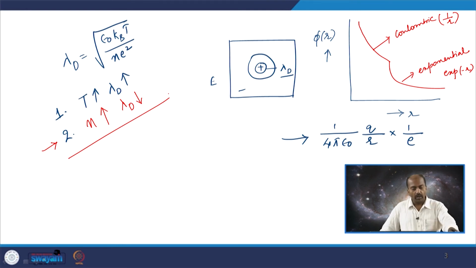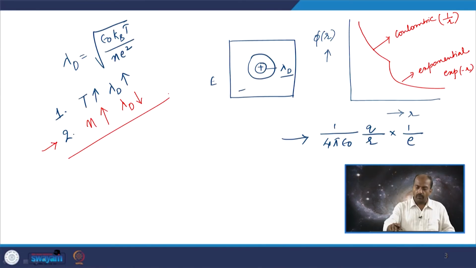Okay, so now we have one more topic for discussion, which is called the plasma frequency. We have seen how the plasma tries to restore or maintain electrical neutrality. Plasma oscillations are the means by which plasma maintains electrical neutrality. So, let us see how it does it.